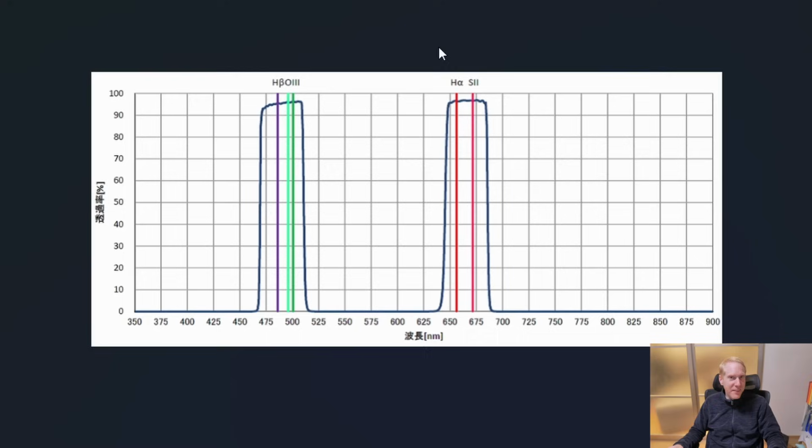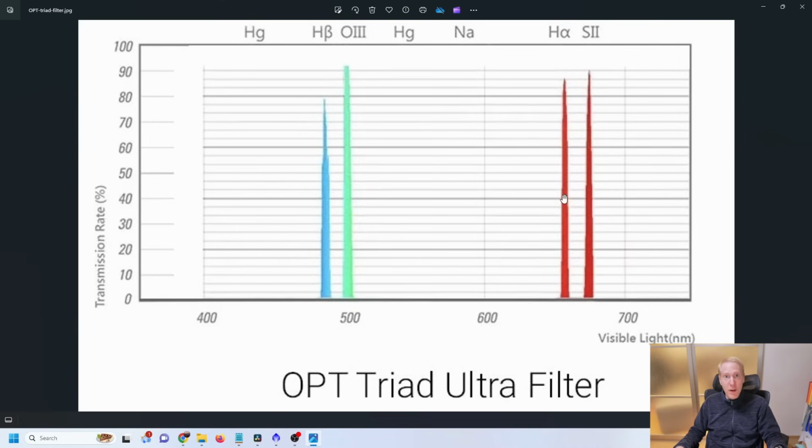And this is another example of a filter where you can see it has two very big band passes, but within those very wide band passes, it passes H beta, oxygen 3, H alpha, and sulfur 2. But compared to the filter that we saw earlier, it will include more light pollution because it has wider band passes and it covers more colors that are being used by light pollution but not used by the emission nebula. And so those charts let you get a good idea of the characteristics of a filter, assuming the filter you buy actually performs up to specs, but that's a completely different topic.